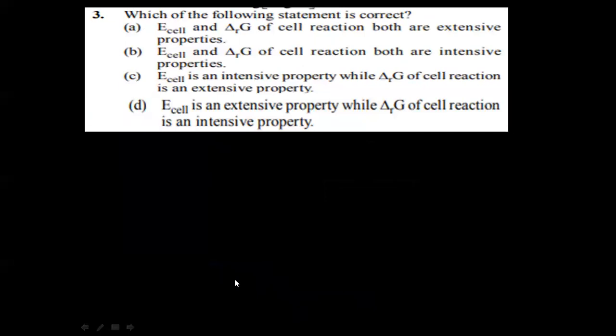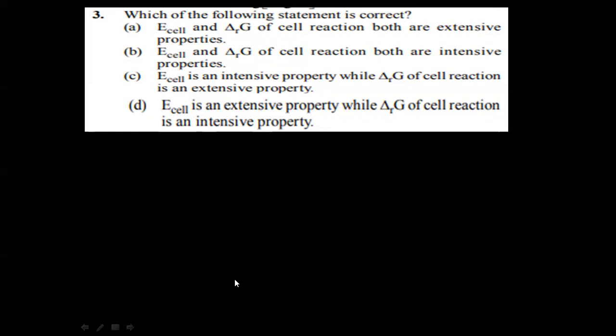Question number 3. Which of the following statements is correct? So first I will read all the statements. Option A: E cell and delta rG of cell reaction both are extensive properties. Option B is E cell and delta rG of cell reaction both are intensive properties. E cell is an intensive property while delta rG of cell reaction is an extensive property. E cell is an extensive property while delta rG of cell reaction is an intensive property.